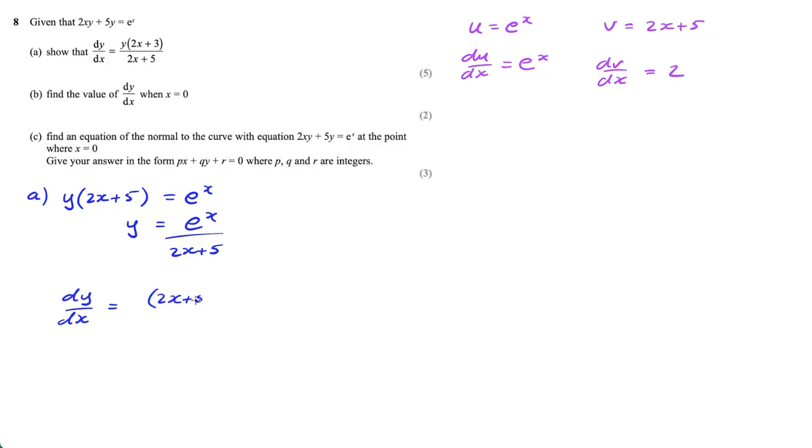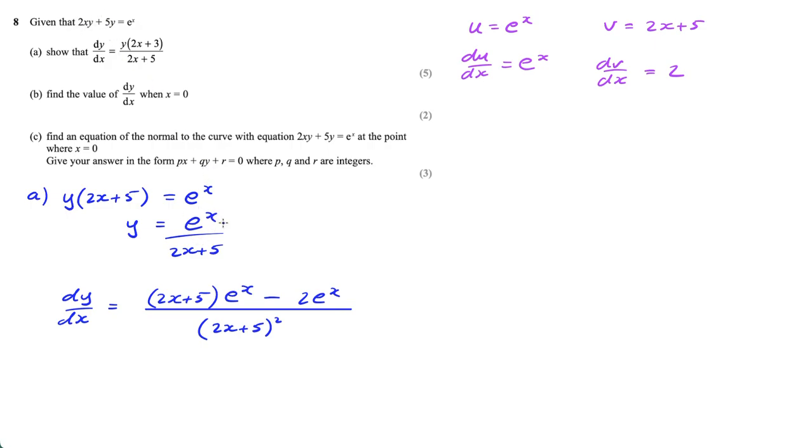So we do v times du/dx. So that's 2x plus 5 times e to the x, and minus u times dv/dx, all over v squared. v squared is 2x plus 5 squared. Okay, so that's dy/dx, but we need to show that it equals this.